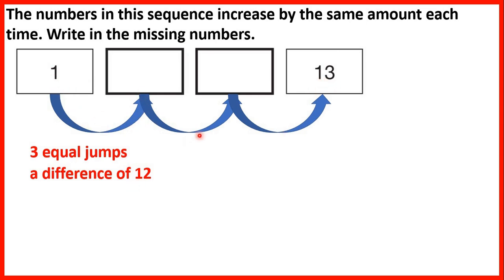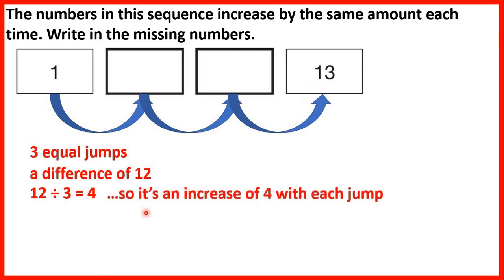So we have 3 equal jumps and we've added 12 altogether. So to see what we add each time, we need to divide 12, divide the difference, by 3 because we make 3 jumps. And that tells us that it's an increase of 4 with each jump. So 1 plus 4 is 5, 5 plus 4 is 9, and then 9 plus 4 is 13.